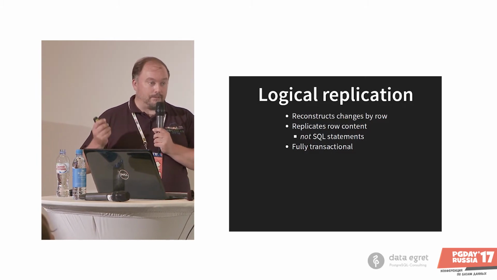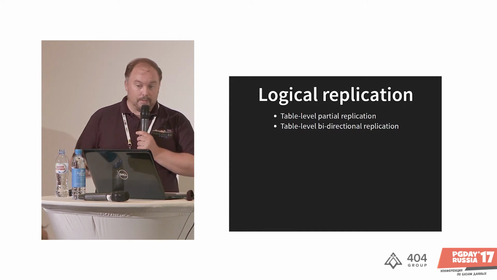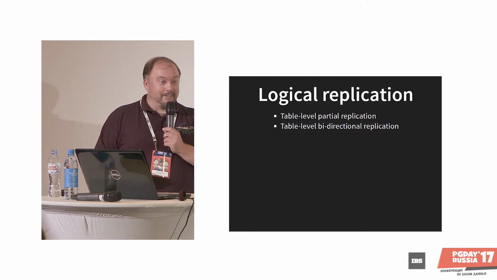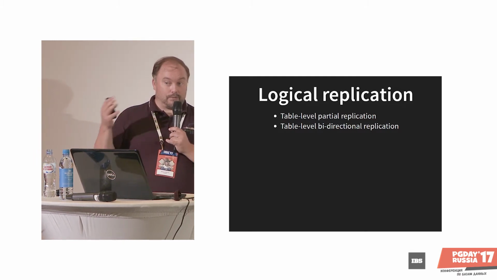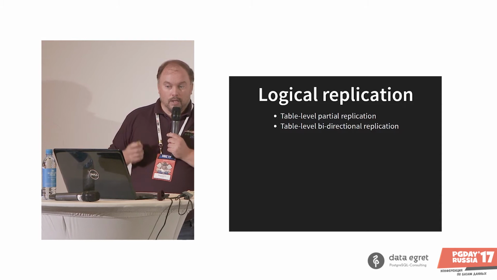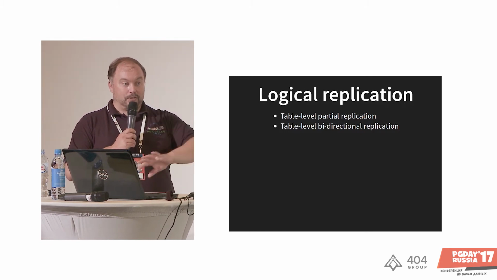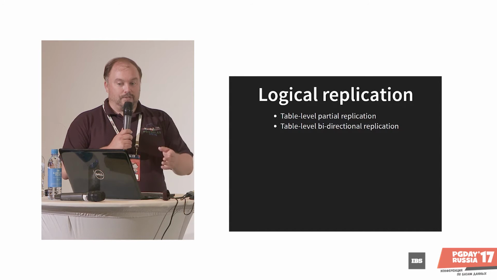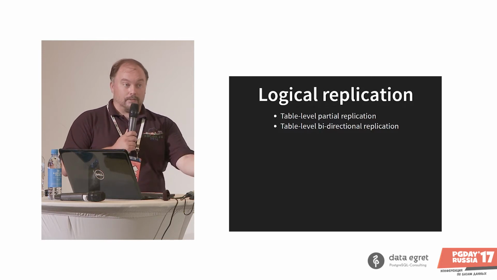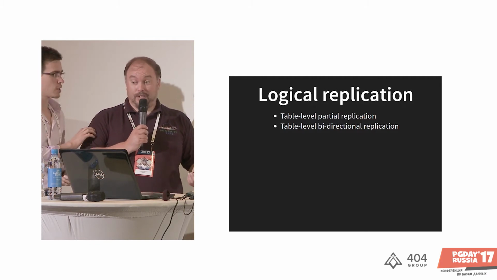And it gives us a bunch of things that physical doesn't give us. The things that we get with a built-in logical today is we get table level partial replication. What does that mean? It means you can choose which tables you want to replicate. You don't have to replicate your whole cluster. You don't even have to replicate the whole database. You can pick individual tables and say, I want these 4 tables to replicate over there. It also supports table level bidirectional replication. Basically means you can have different tables replicating in different directions. Each individual table can still only have one master, but you can replicate one table from A to B and another table from B to A, right? So obviously this depends a lot on what your application looks like, whether that makes any sense.